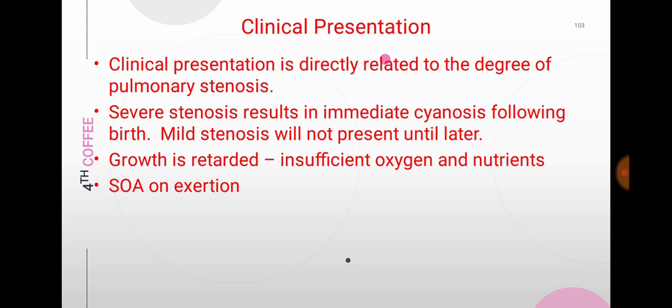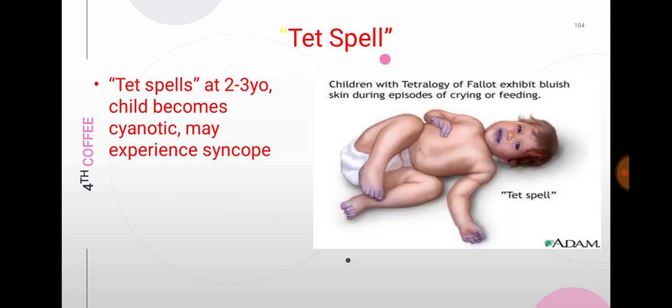There's growth retardation because of insufficient oxygen and nutrients. And there's shortness of breath during exercise. TOF patients can also have TET spells. So this happens in children with TOF when they are crying or when they are feeding. This is mostly noted between 2 to 3 years of life, and sometimes they pass out, they lose consciousness.